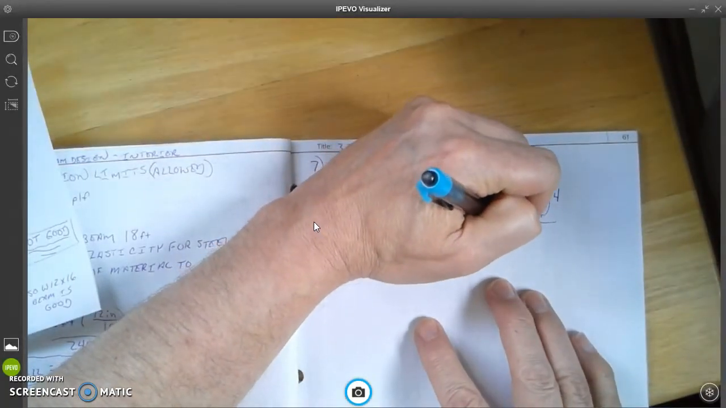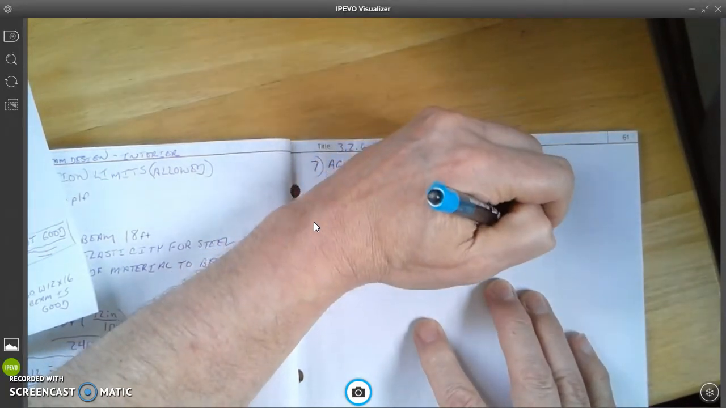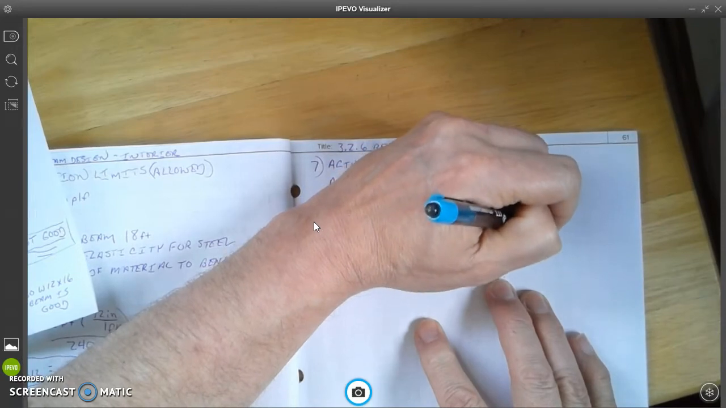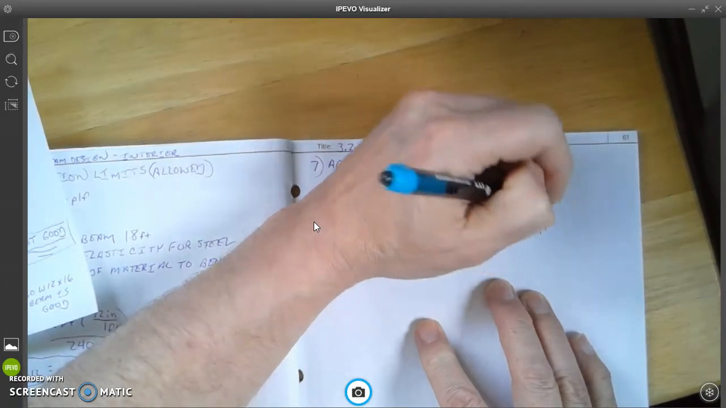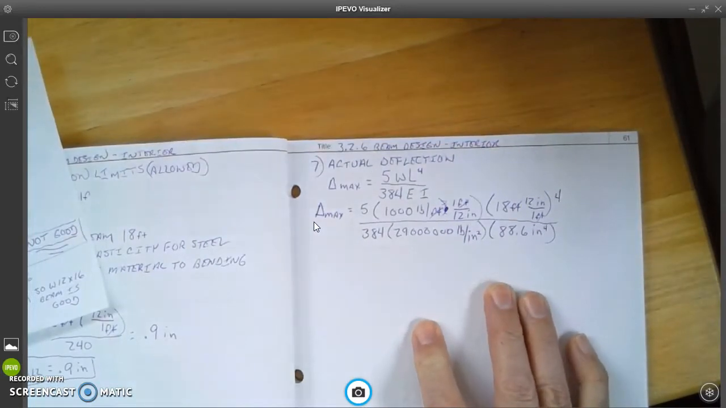So I'm going to put in 88.6, and those are inches raised to the fourth. Now, lots of cancellation stuff has to go on here.